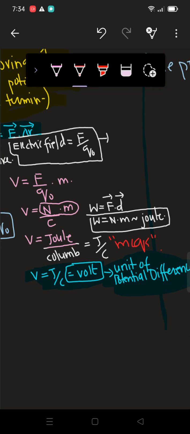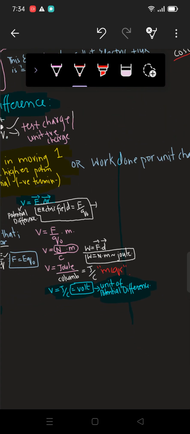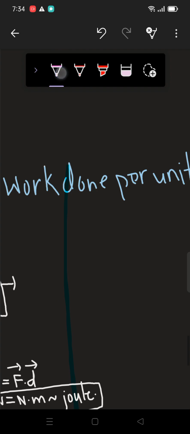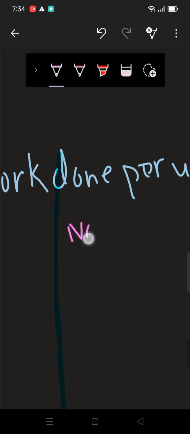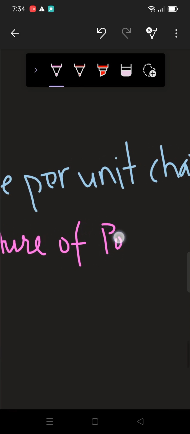Examiner can ask you, Newton into meter is equal to what? Newton into meter is equivalent to joule. So there must be a lot of MCQs, right? So let me tell you the nature of the potential difference, by which you can have amazing or paramount MCQs. So here we are discussing now the nature of potential difference.